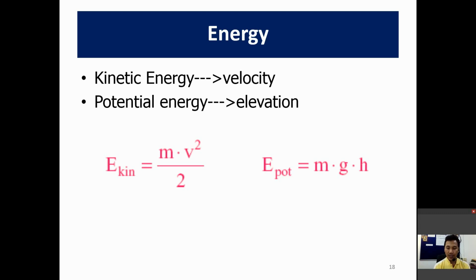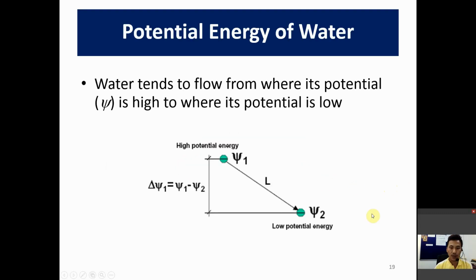So in terms of soil water, think about how fast it is when it flows compared to the water in the river. It's relatively slow, right? So in that case, most of the time when we talk about energy in terms of soil water, it's really typical that we talk about the potential energy. So basically mgh, that's it in terms of soil water.